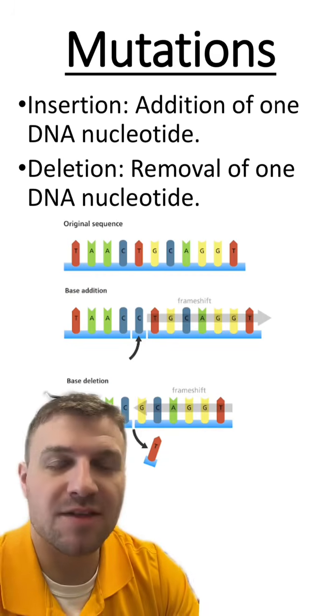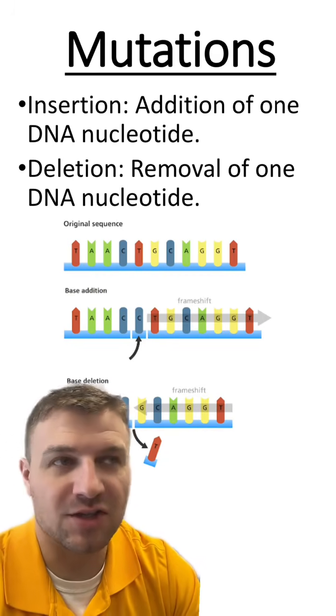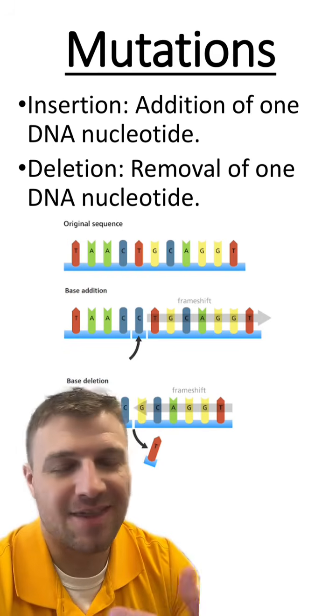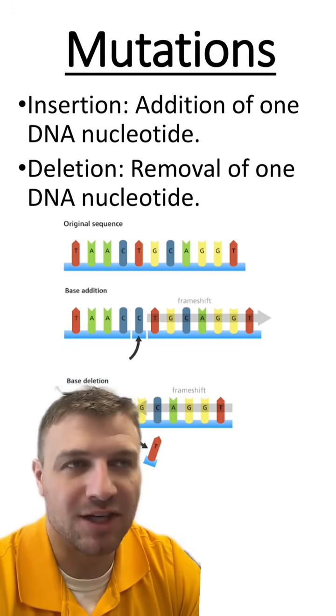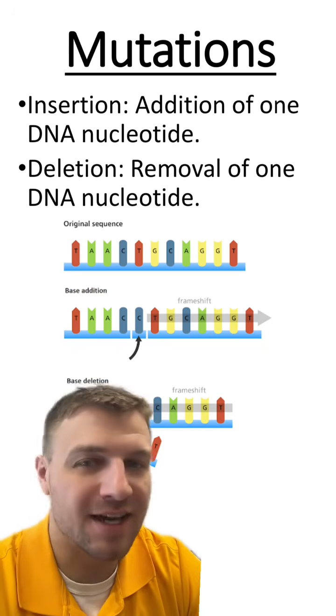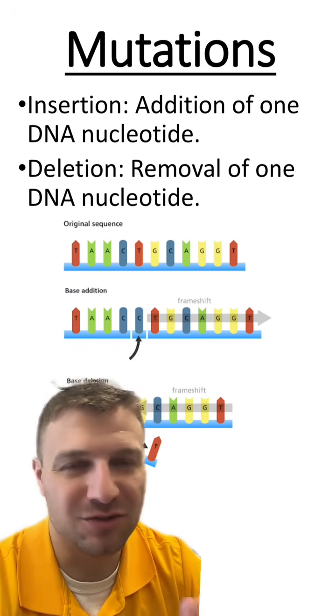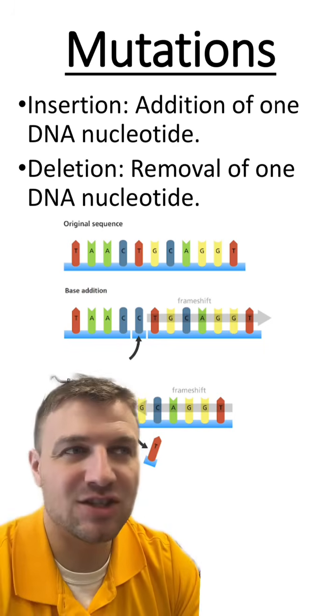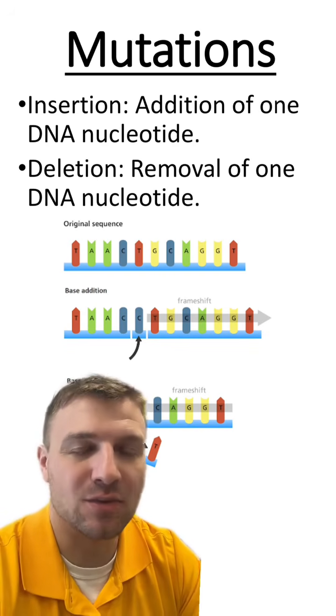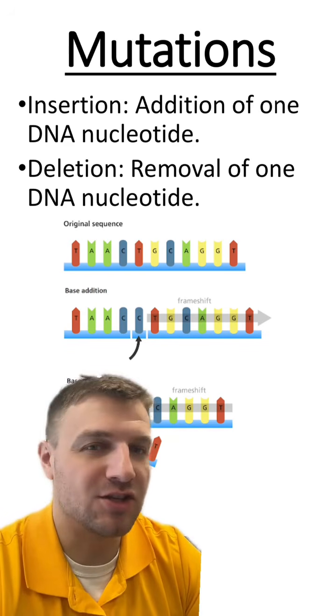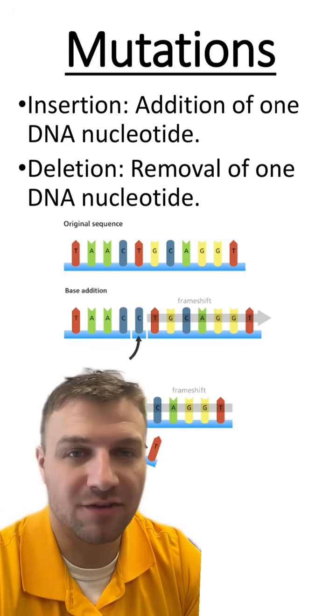I want to mention here that these insertion and deletion mutations fall under frameshift mutations, and they are literally what they sound like. Insertion mutations are when you add one or more nucleotides. Deletion mutations are when you remove one or more nucleotides. And again, this changes the codon sequence that the ribosome is going to read, which then changes the amino acids of everything after the frameshift mutation.